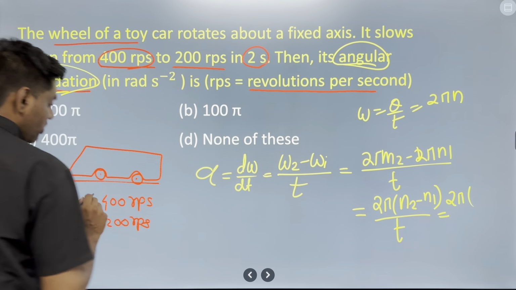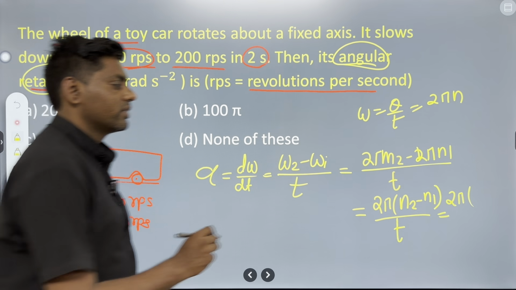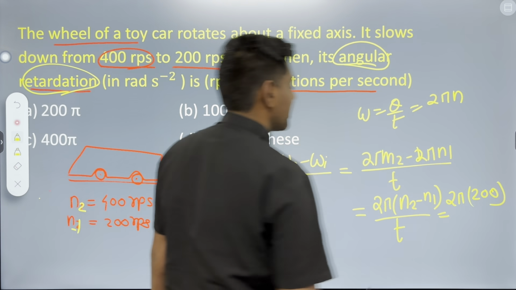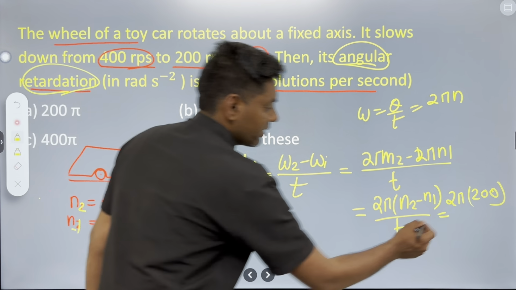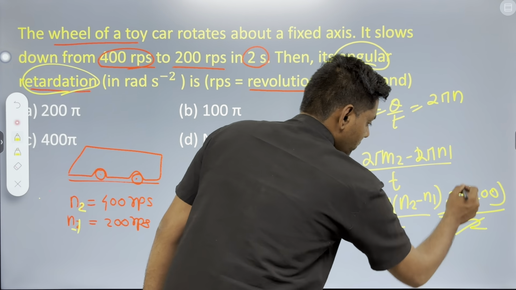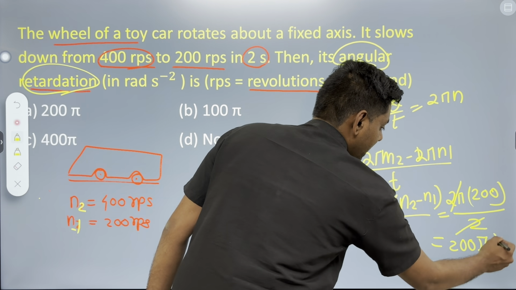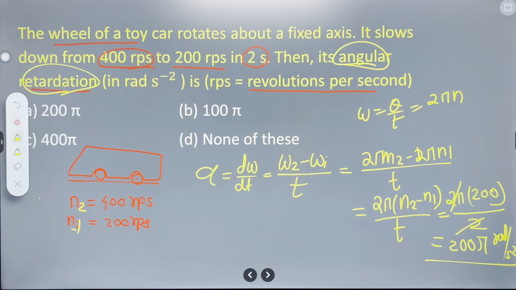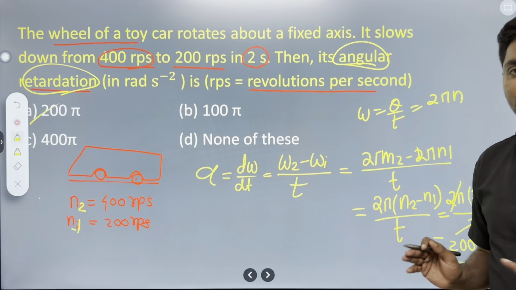So what is the observation? Now here 400 to 200. So it becomes 400 minus 200, that is 200, taking the subtraction of revolutions per second, and in which time, that is in 2 seconds. So divided by 2. So 2 gets cancelled. What is the remaining answer? That is 200 times pi radian per second square. So this is the correct answer of the given example. So option number first is the correct answer. बहुत ही simple example दिया था.